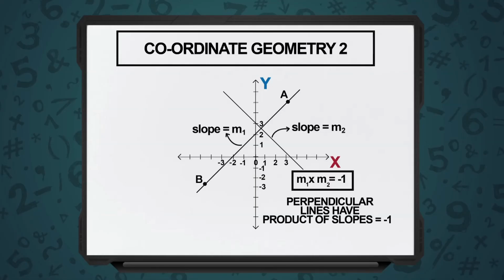The other possibility is perpendicular lines. If you have two perpendicular lines and slope of one line is m1 and slope of the other line is m2, the product of the slopes m1 into m2 in case of two perpendicular lines will always be minus 1.